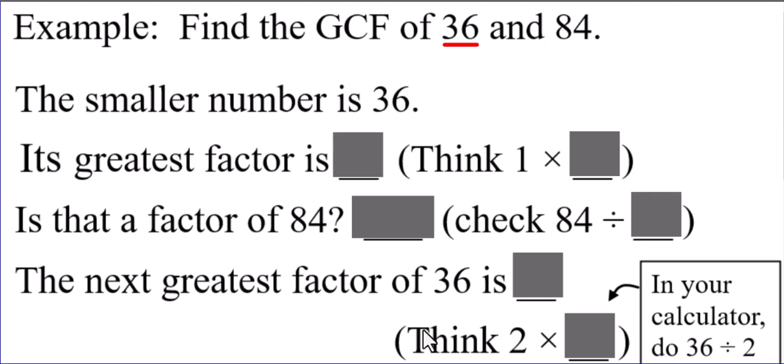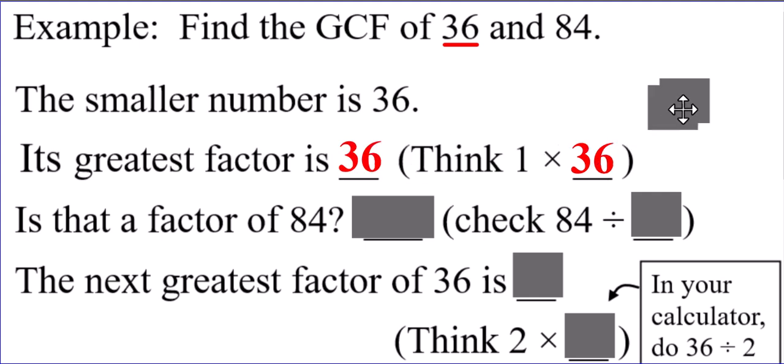Now you're like, well, how do I get the greatest factor of a number? Real simple. 1 times the number gives itself. So 1 times 36 is 36. 36 is the greatest factor of itself. I mean, that's pretty self-explanatory. If I was talking about 25, the greatest factor of 25 is 25. The greatest factor of 84 is 84, but we're starting with the smaller number here and thinking of its greatest factor.